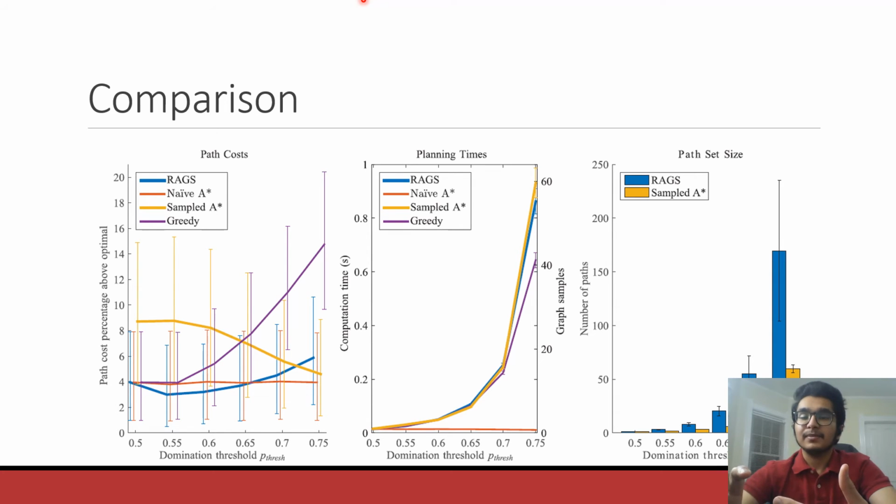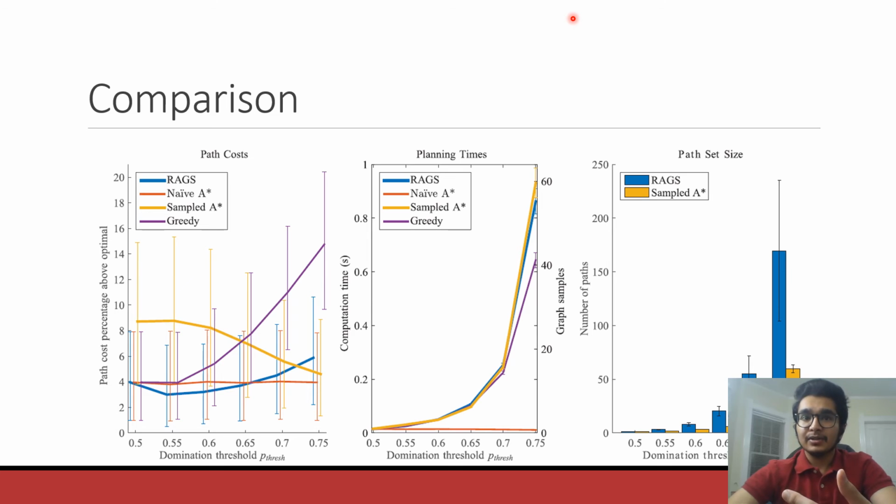Also, we can see that RAGS is outperforming A-star for a range of 0.5 to 0.65, but starts performing poorly after that. This shows that more paths added to the non-dominated path set do not produce better results. Hence, RAGS is most beneficial when used for lower values of threshold.